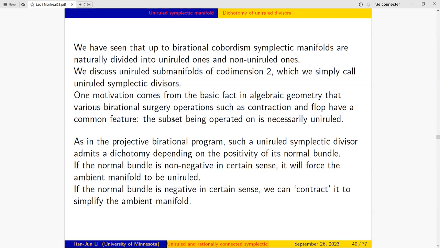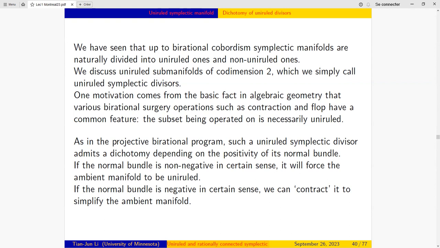So uniruled subvarieties are not only important as objects of algebraic geometry. They are also very important in symplectic geometry, in the sense that they appear as the subsets that are being contracted, or in particular, blown up. Think about uniruled subvarieties as roughly divided into two kinds. The negative ones are the ones being contracted. If you have a negative uniruled subvariety, then that will force the ambient space to be uniruled. So you want to ask whether there is such an analog in symplectic geometry.